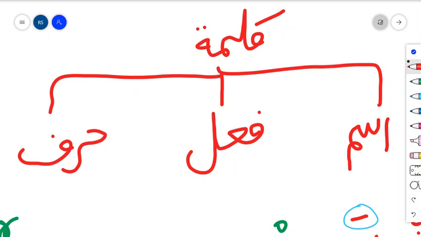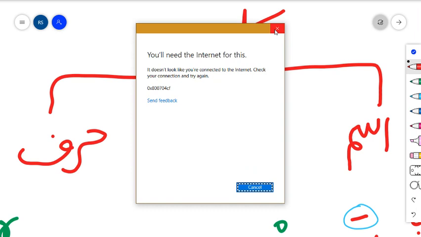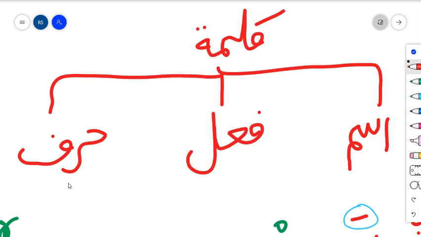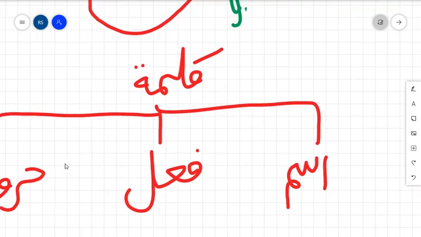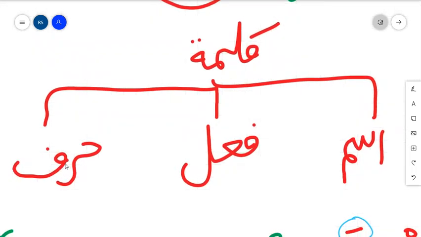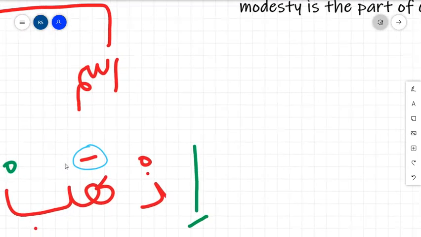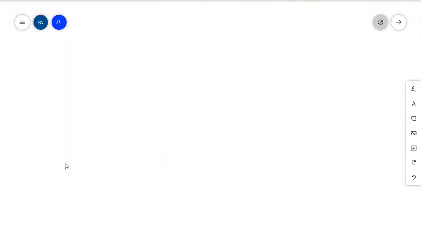So ism means noun, pronoun, adverb. Fail means verb, and harf means preposition, conjunction, interjection, such things. So you need to remember this. Then the second thing, here you see the kalima, the word is divided into three categories: ism, fail, and harf. Now there is another type of classification of kalima, in which it is divided into two categories.